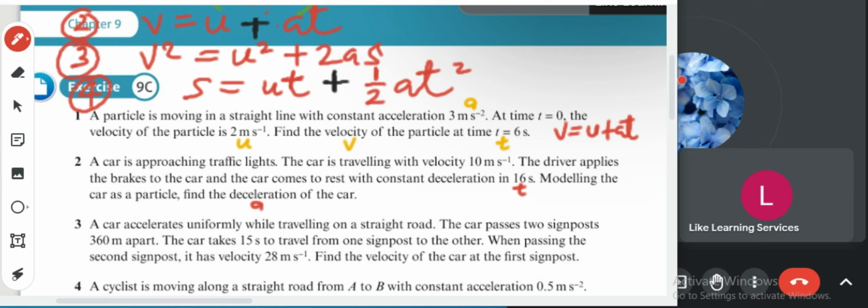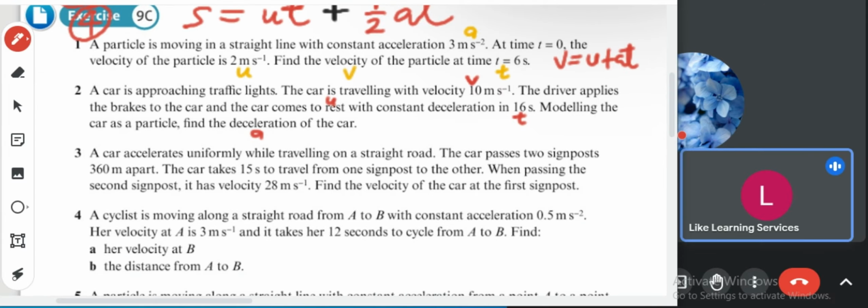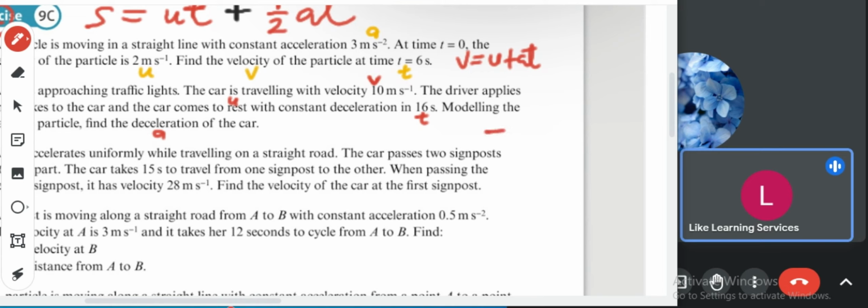10. Initial is 10. What's final? 0. Final is 0 because it comes to rest. So final is 0. So V is 0 here, and U is 10. Okay. Alright, so that's that. We'd most likely get a negative value. And of course, you know that negative acceleration is deceleration, isn't it?